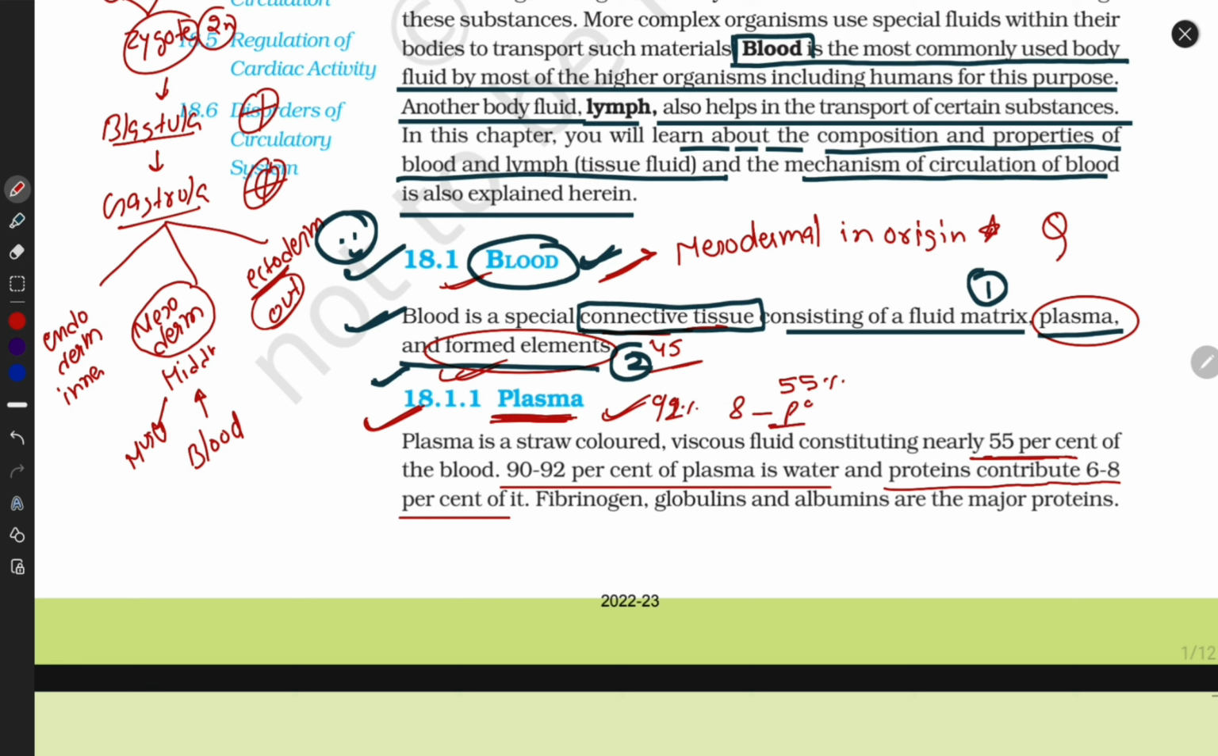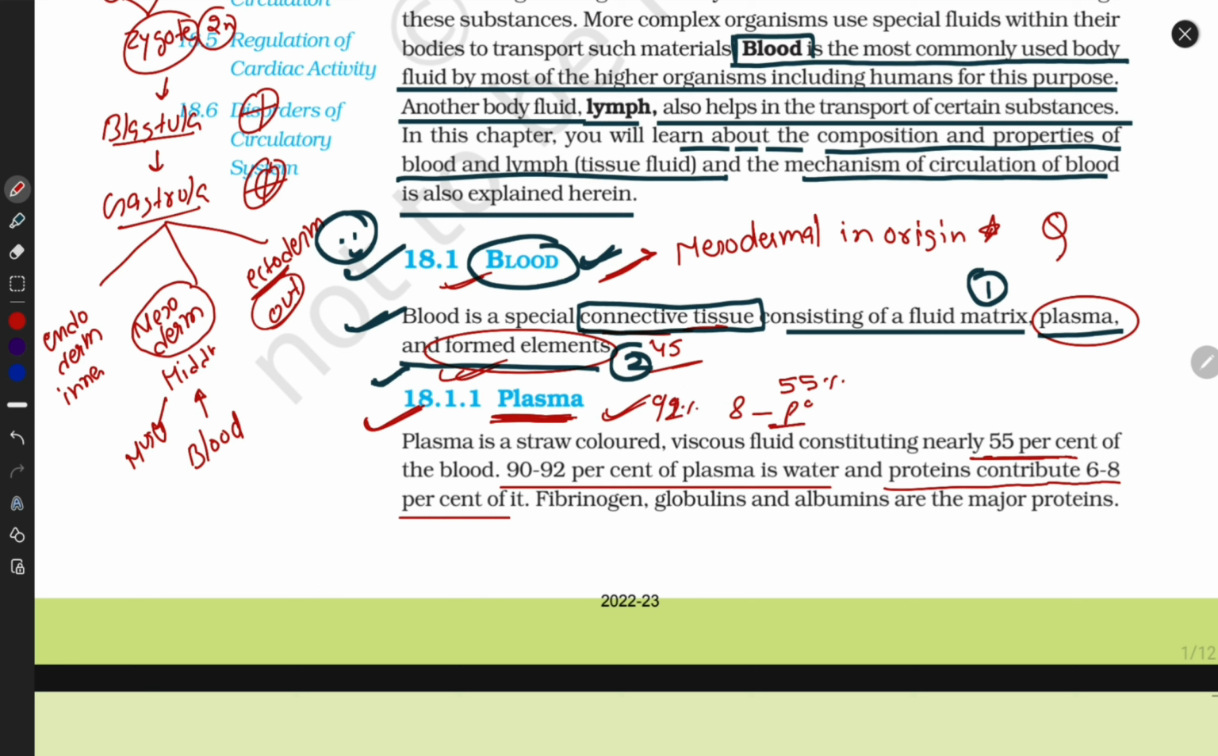Now the second part is globulin. They look like this, globular in structure, shape, size. They are primarily involved in the defense mechanism of blood. They are useful in defense mechanism. Fibrinogen is useful for blood coagulation and globulin is used for defense mechanism.